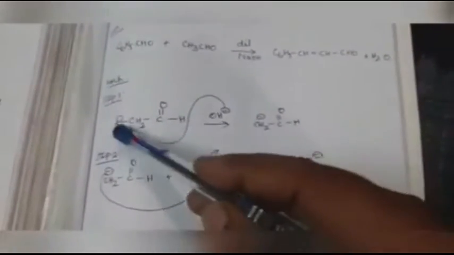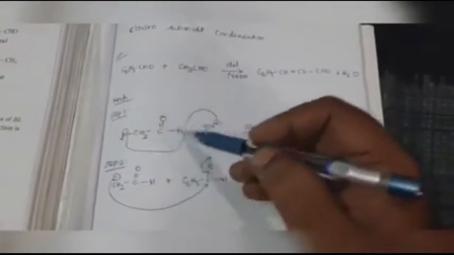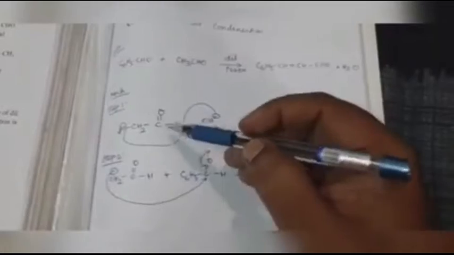For this reaction the mechanism is the same, similar to aldol condensation. See here, in the first step one aldehyde and base are reacted, that is CH3CHO reacted with OH minus. This OH minus takes H plus and is removed as water. After removing H plus, the remaining group is CH2 minus-C=OH.